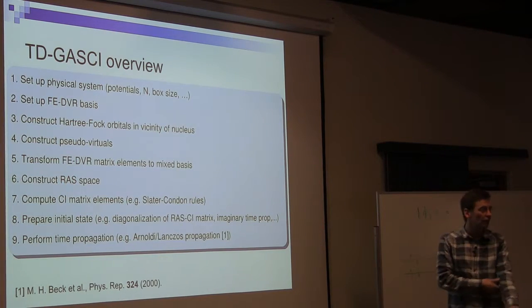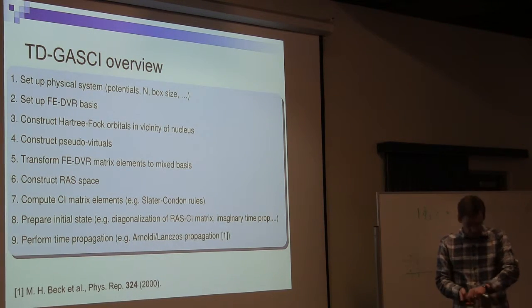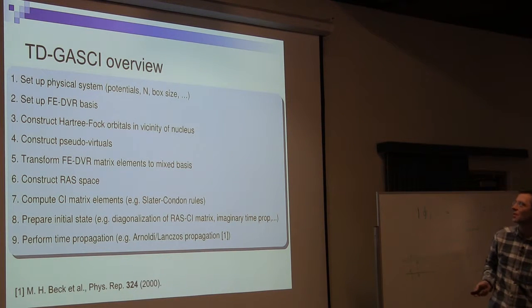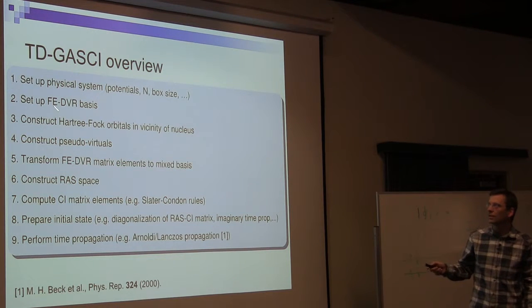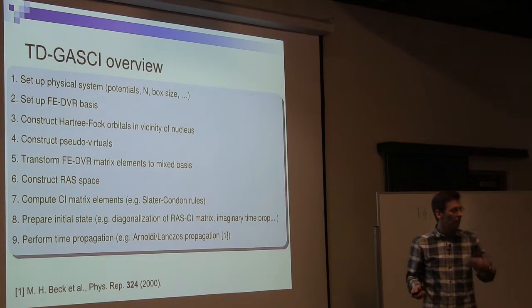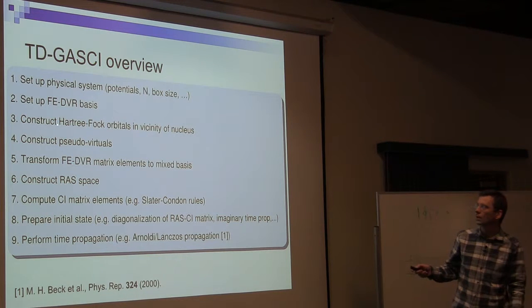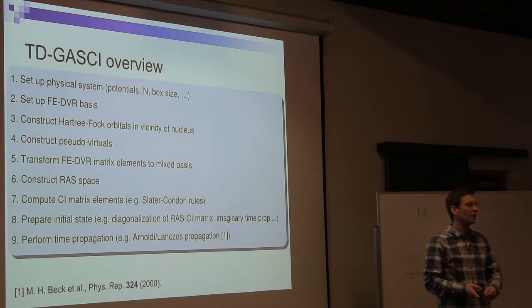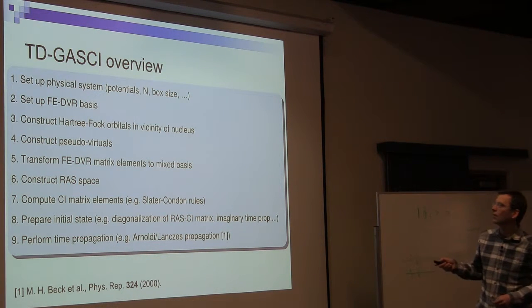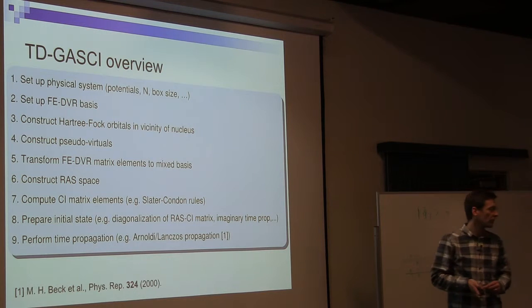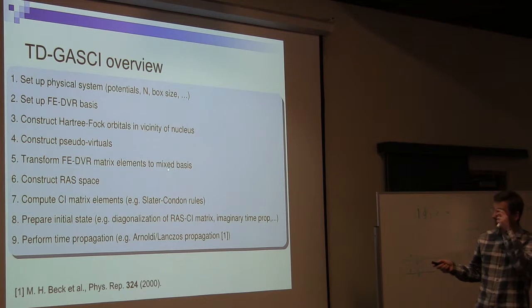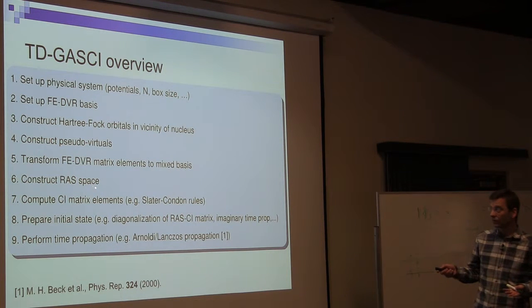So here's the recipe for how to formulate this theory. You have to know what system you're looking at to define the potentials. Then you set up the FEDVR basis. This is well explained in the literature. You can construct Hartree-Fock orbitals as described in those textbooks that I mentioned, which explain how to find the Hartree-Fock orbitals. I also told you how to construct pseudo-orbitals. And then we can transform into the big mixed basis and construct the space that we're interested in. And we can compute the matrix elements.